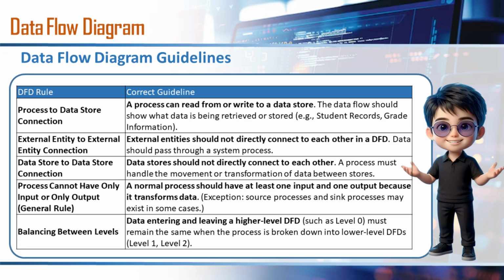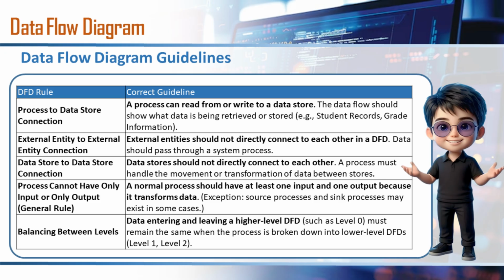Next, let us continue with the data flow diagram, DFD guidelines. A process can read data from or write data to a data store. The data flow arrow should clearly indicate what data is being retrieved from or stored in the data store, such as student records or grade information.